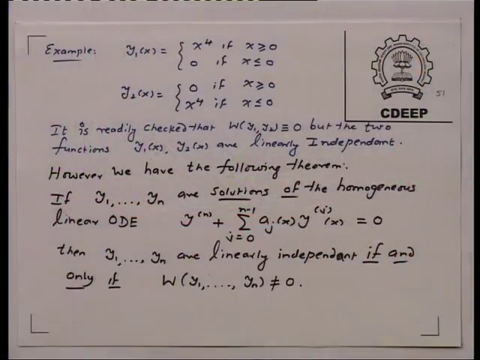However, we have the following theorem. If y1, y2, ..., yn are solutions of a homogeneous linear differential equation, then y1, y2, ..., yn are linearly independent if and only if the Wronskian is not 0.